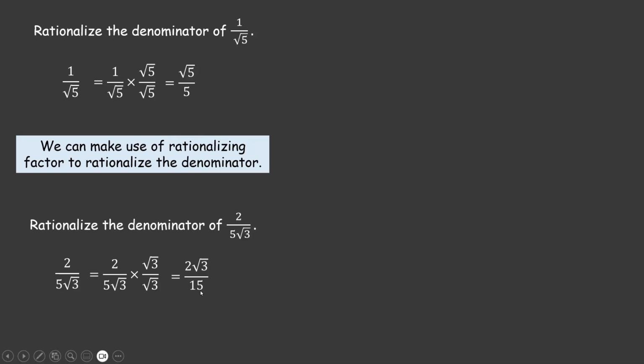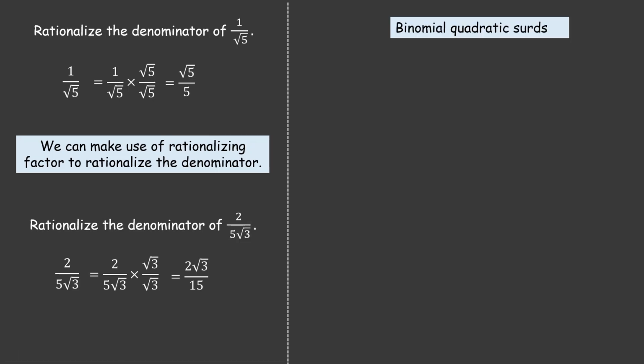Let us now look at binomial quadratic surds. Let us see some examples. Root 2 plus root 3, 2 by 5 minus root 7, root 3 minus root 5. Now these are binomial because these have two terms. And these are quadratic surds. Quadratic surds are those surds which have order 2. So as we can see, we have square roots all over here.